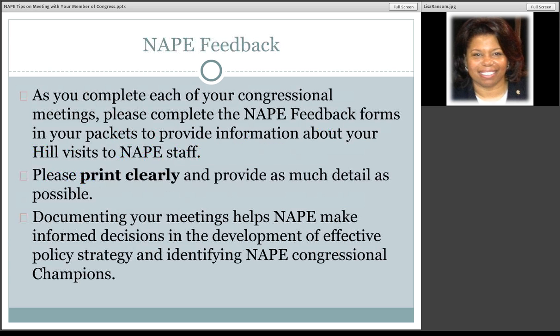NAPE Feedback. As you complete each of your congressional meetings, please complete the NAPE feedback forms in your packets to provide information about Hill visits to NAPE staff. Please print clearly and provide as much detail as possible. Documenting your meetings helps NAPE make informed decisions in the development of effective policy strategy and identifying NAPE congressional champions.